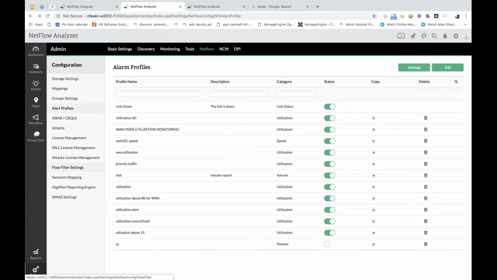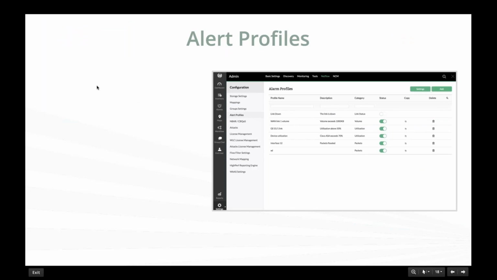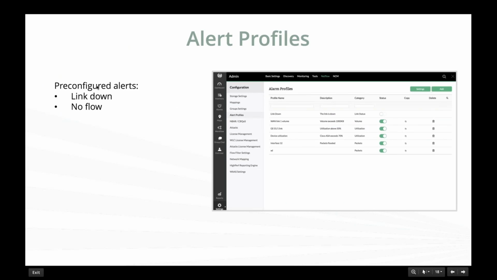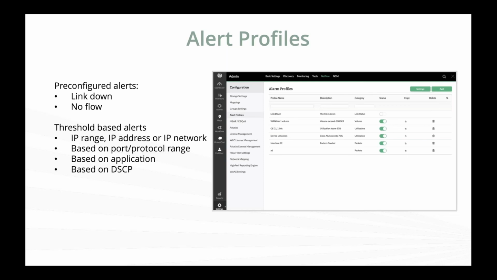So let me quickly go back to the slides. We just saw what the alarms and the alert profiles are. We just saw how to get notified with a pre-configured, default profile for a link down or a no flow alert, and what the threshold value based alerts are, like what IP ranges I can mention, what protocol, and what application and DSCP I can mention.